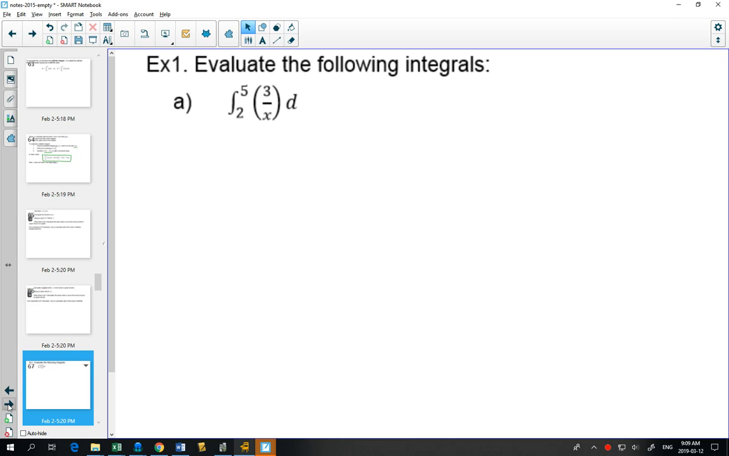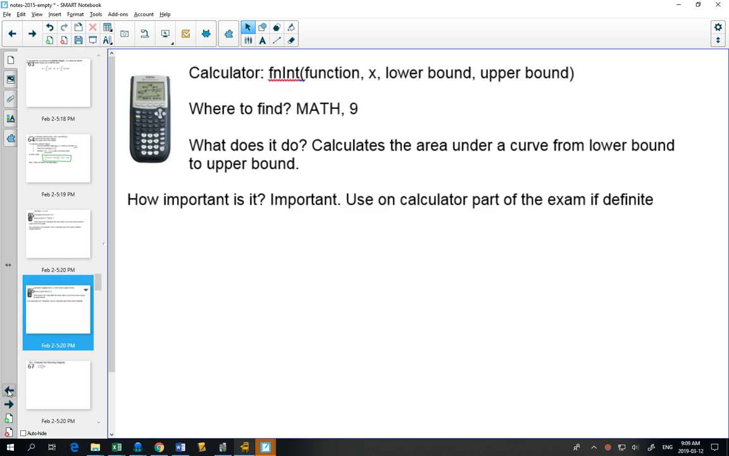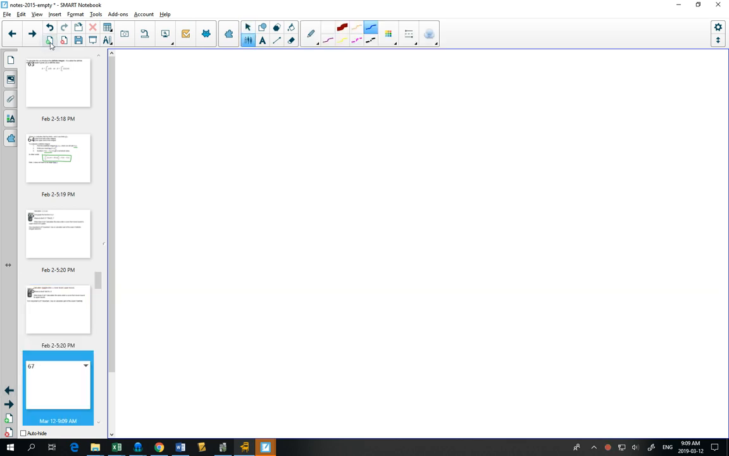So we got some definite integrals to start with, but before we get to this one, I thought I would make up an example that would be easy to see.